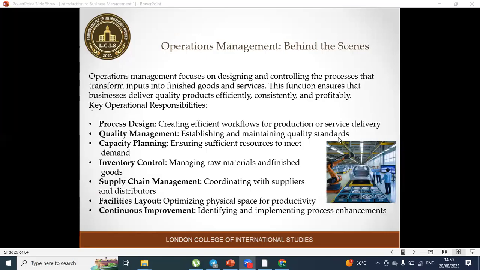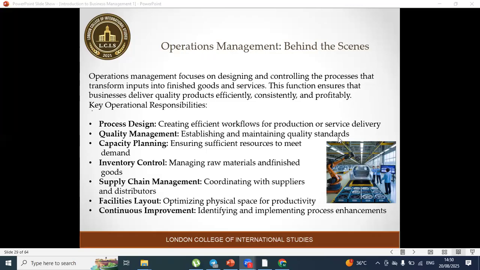Operations management, behind the scenes. Operations management focuses on designing and controlling the process that transforms inputs into finished goods and services. The function ensures that businesses deliver quality products efficiently, consistently, and profitably.